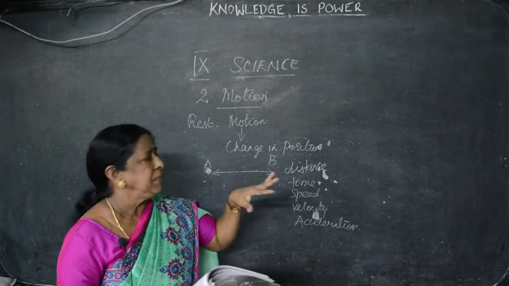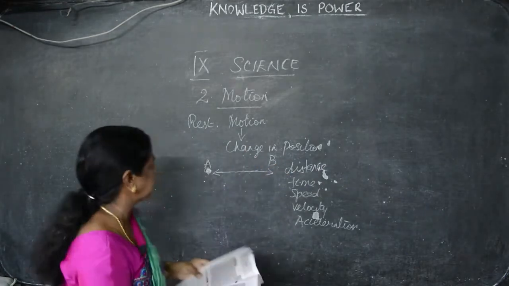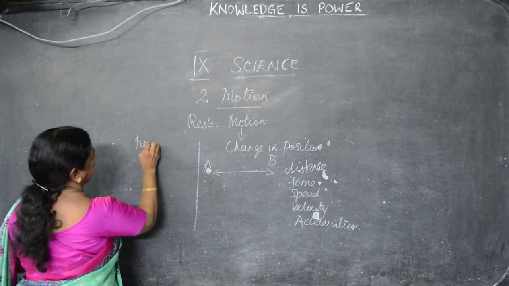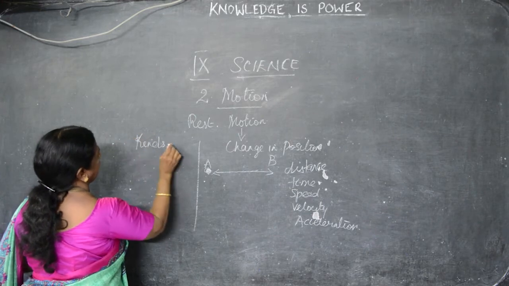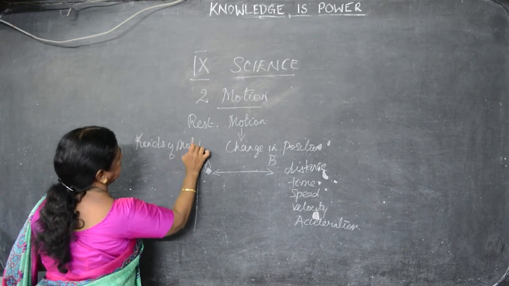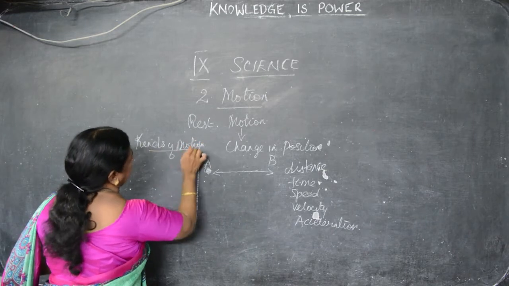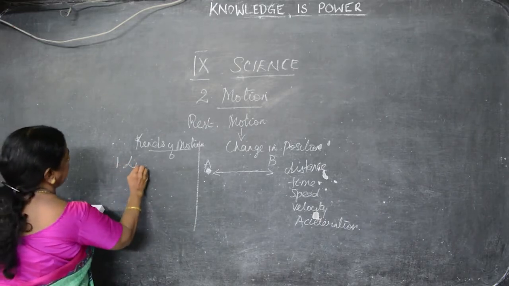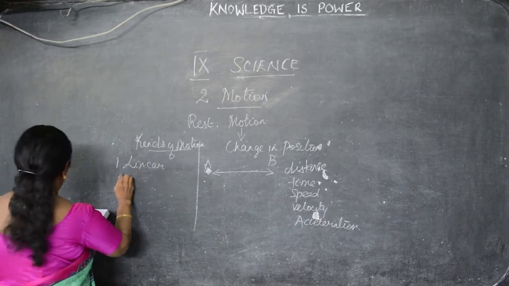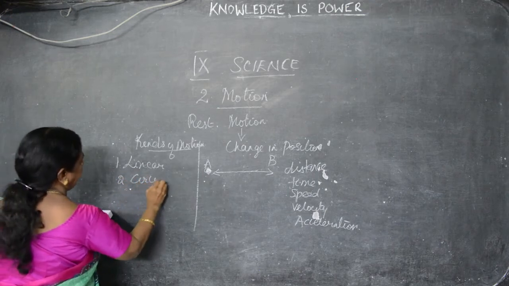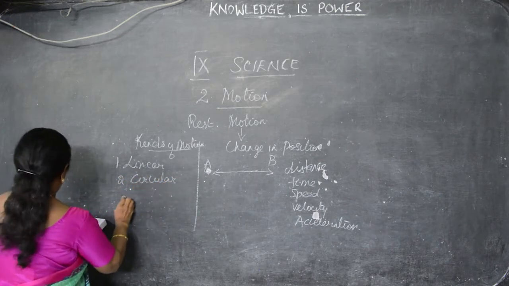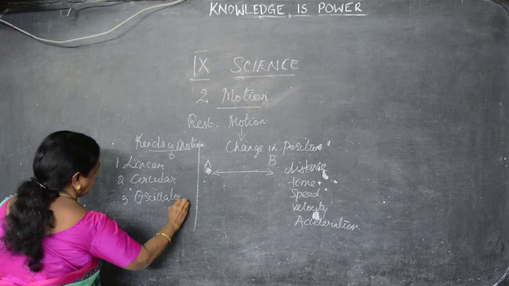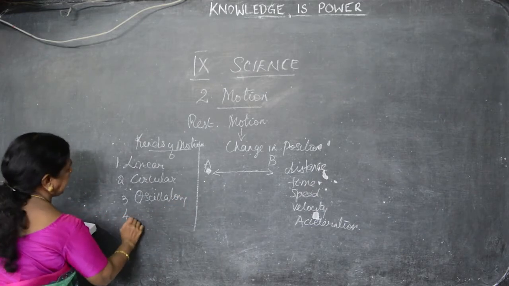There are four kinds of motion, based on how the body moves. So what are the motions? We have to see the kinds of motion. What are the types of motions? On seeing the name itself, you can see what the types of motion are. One is linear motion. Another one is circular motion. The third one is oscillatory motion. The fourth one is random motion.